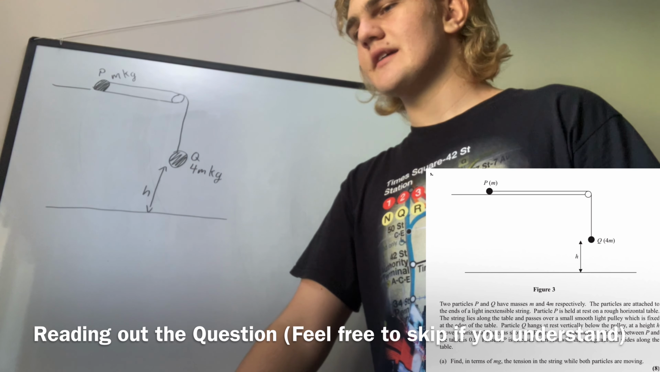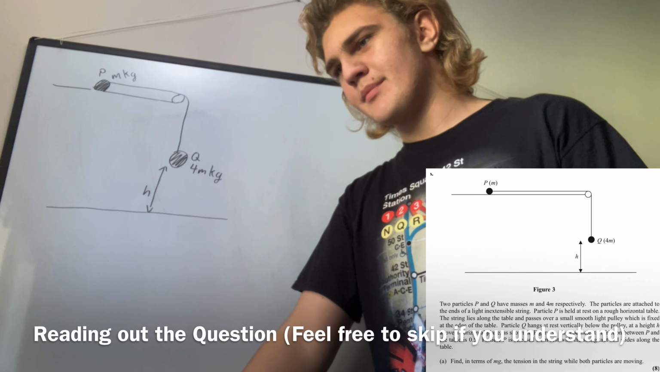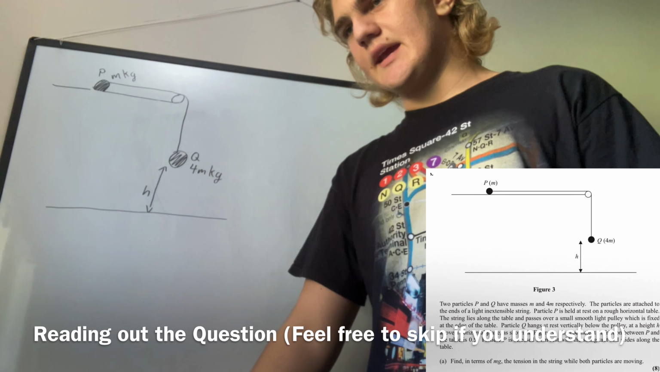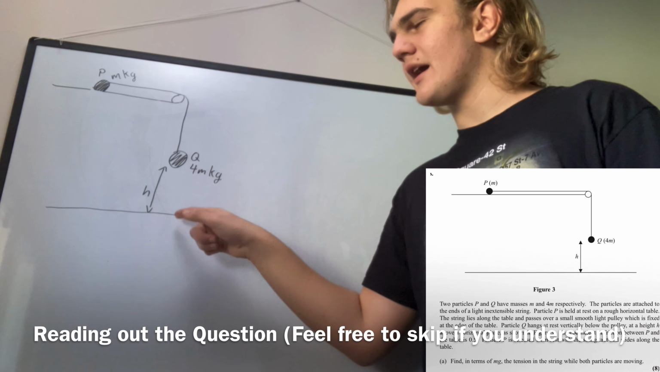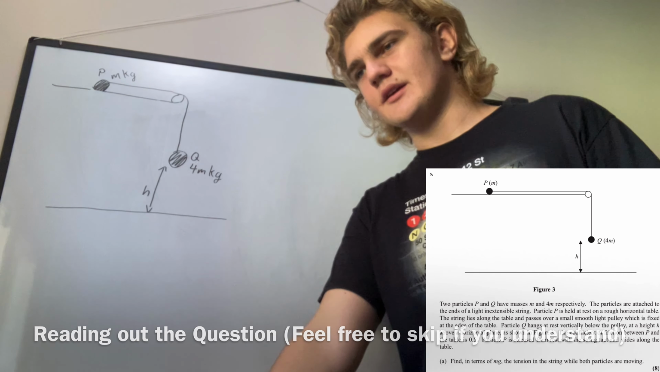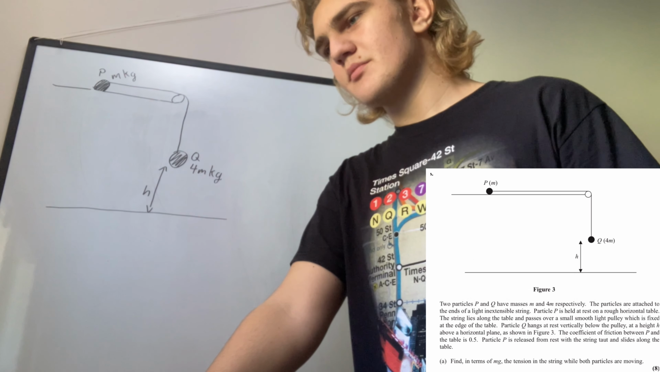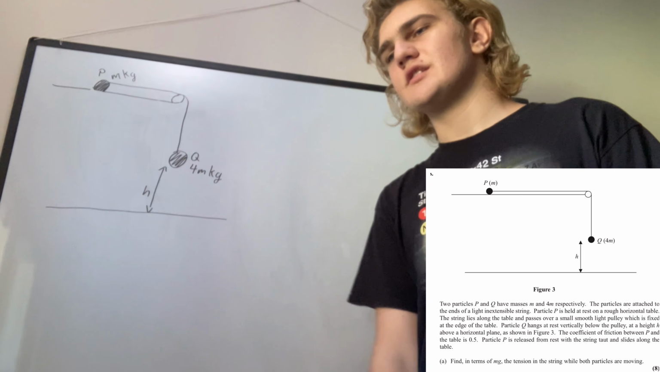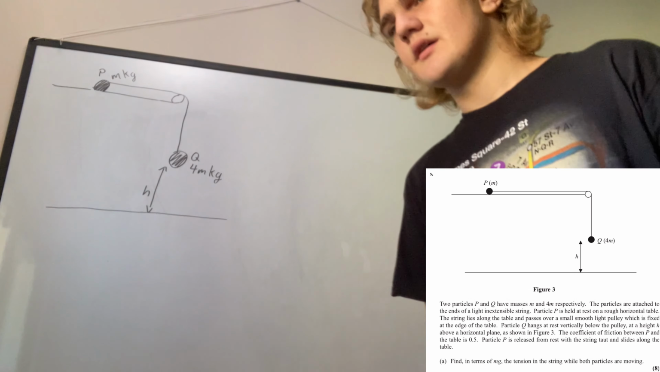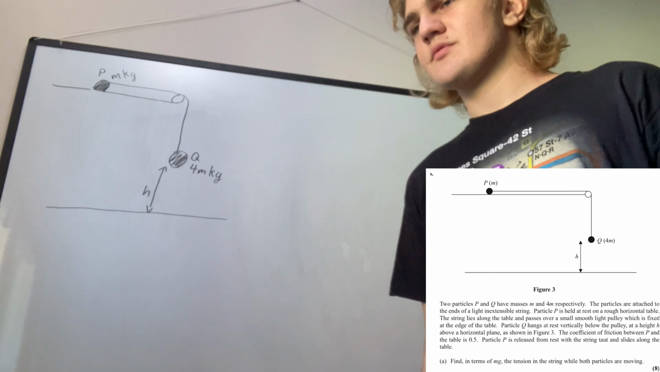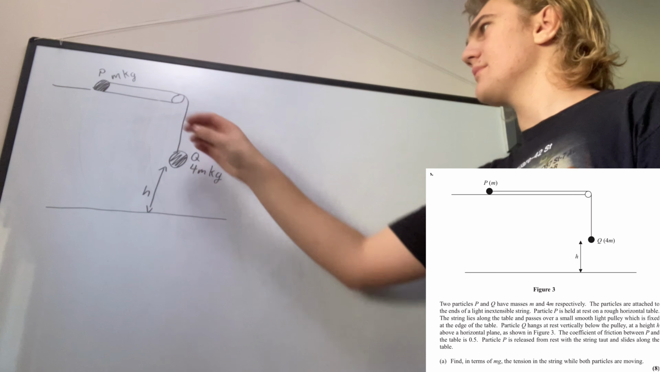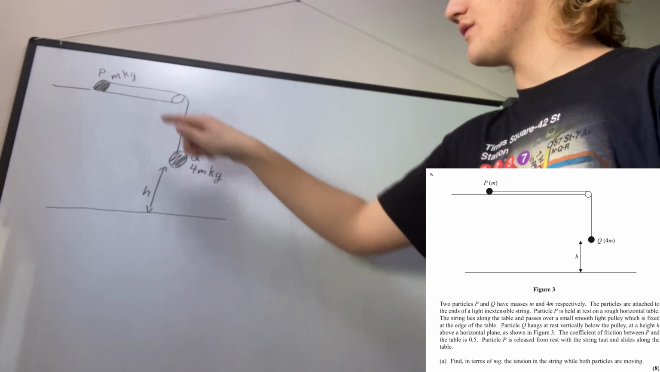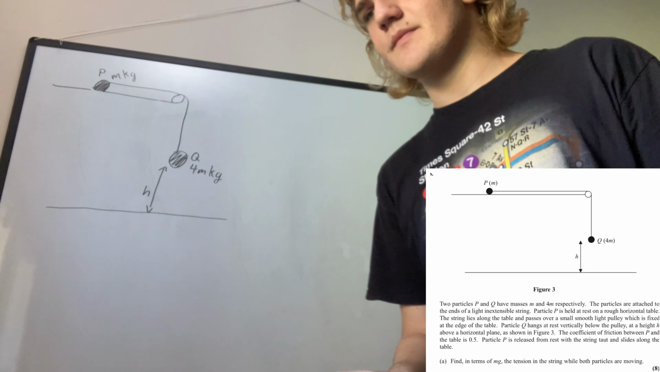Particle Q hangs at rest vertically below the pulley at a height h above the horizontal plane. So Q is hanging from a height h above the plane. The coefficient of friction between P and the table is 0.5. The particle P is released from rest and the string is taut as it slides along the table. So we release P and then Q starts falling and P is dragged along the table.